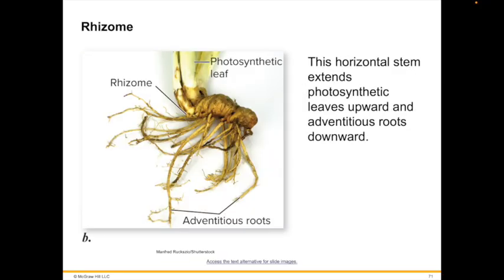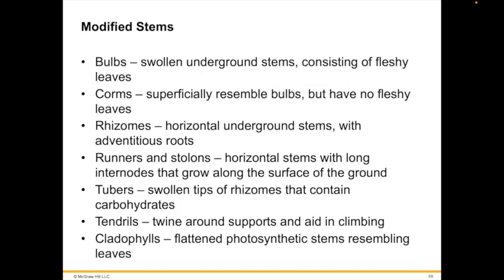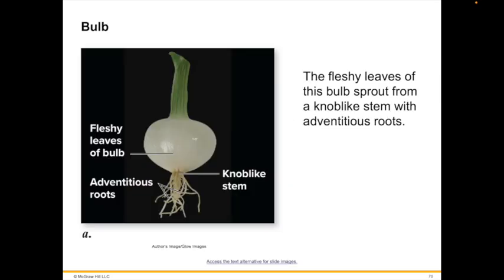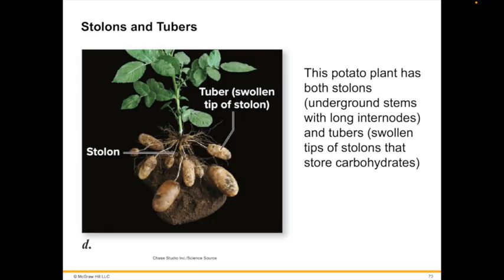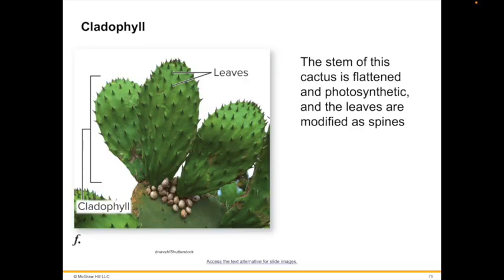Cladophylls. Cacti and several other plants produce flattened photosynthetic stems called cladophylls that resemble leaves. In cacti, the spines are modified leaves.